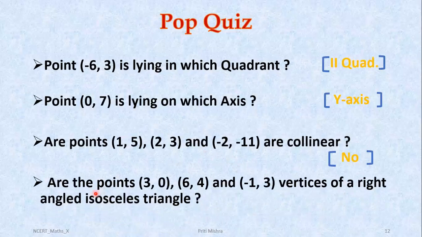Next question is, are the points (3, 0), (6, 4) and (-1, 3) vertices of a right angled isosceles triangle? Yes. Here again, you have to use the distance formula, as they are asking about an isosceles triangle and a right angled triangle. You have to use the Pythagoras theorem. So the answer is yes. It is a right angled isosceles triangle. Just after finding these 3 distances, you can easily check that it is a right angled triangle as well as an isosceles triangle. So the answer is yes.